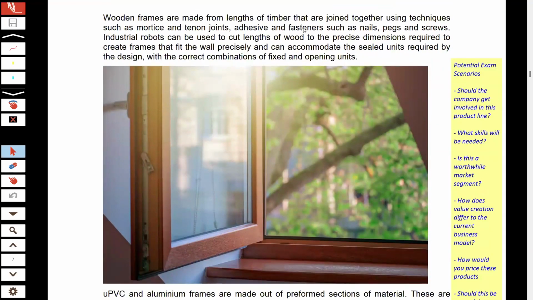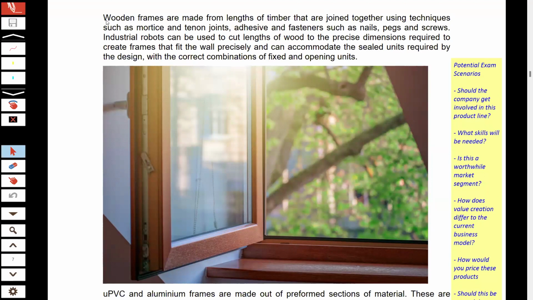Now, it points out here that if we were going to go into wooden window frames, we would need industrial robots to cut lengths of wood. We would need various adhesives and fasteners. We would nail together wood, which is not how we make UPVC frames. So I'm taking that really to be about this would be quite complex. It would be quite different. We would have to source new suppliers for some of these raw materials. We would have to, in our factory, have different equipment.